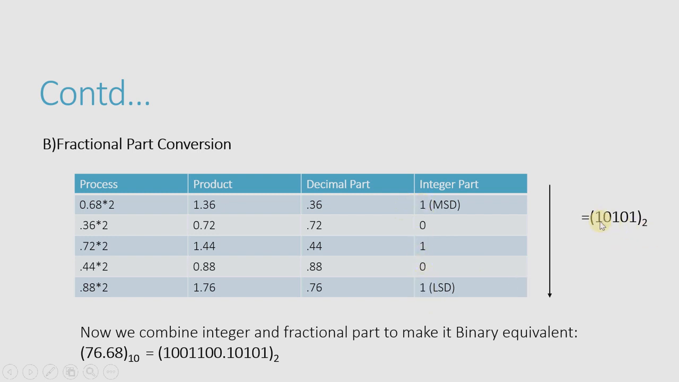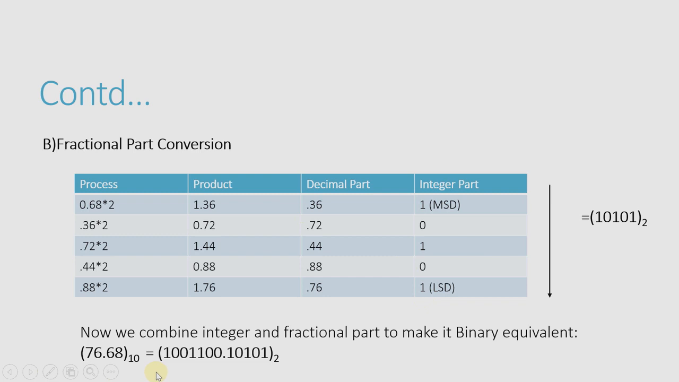So here the answer is 10101. So you just have to remember, in the integer part you write from the downward to upward direction, and in the fraction part you write from the upward to downward direction. So these 2 points you must remember, otherwise the answer will go wrong.